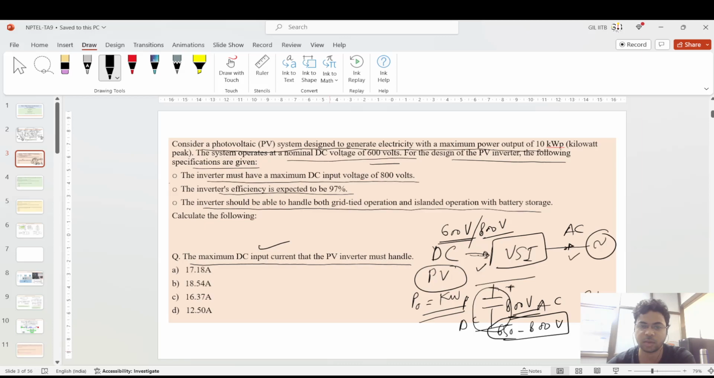The question is asking for the maximum DC input current that the PV inverter must handle. This should be at this DC bus bar, after this DC voltage, the DC link voltage.